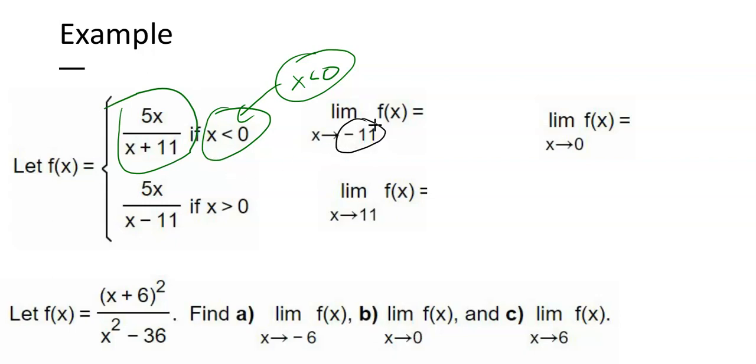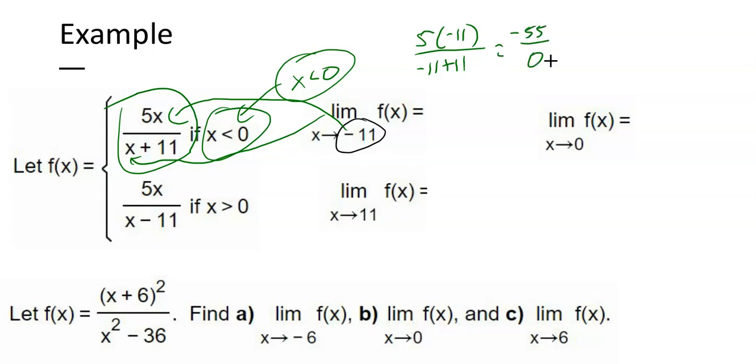Now, the limit as x approaches negative 11, we can evaluate by just plugging in negative 11 for x, because it's a rational function. On top, we'll get 5 times negative 11 over negative 11 plus 11. This time, we get negative 55 over 0. So the limit of the numerator is negative 55, and the limit of the denominator is 0. Since the numerator isn't also 0, we know that this limit does not exist.